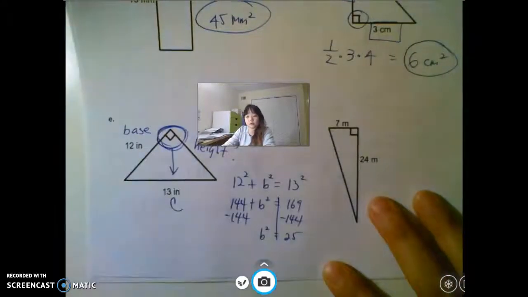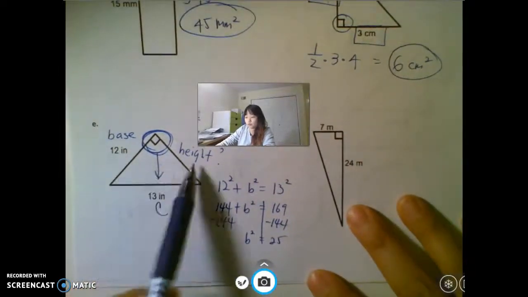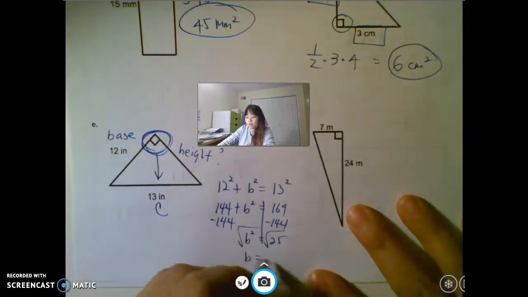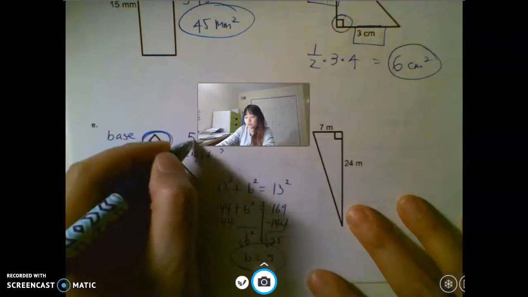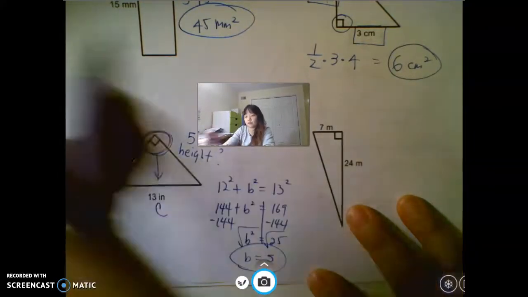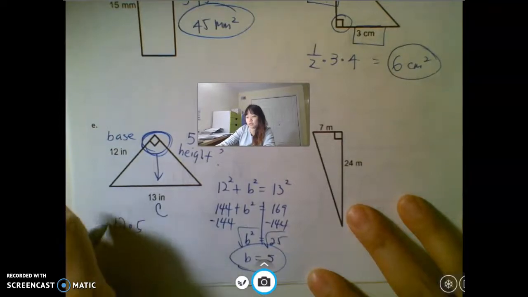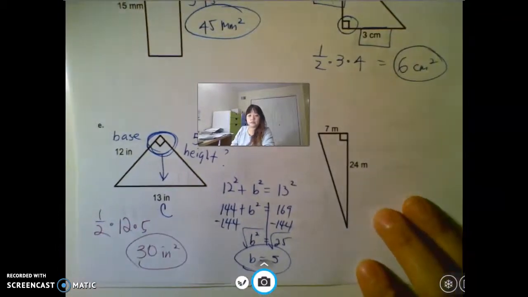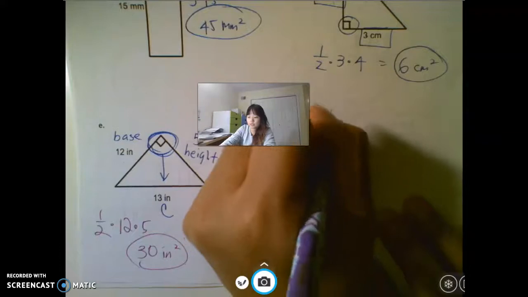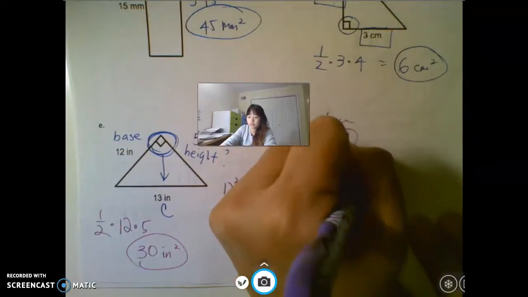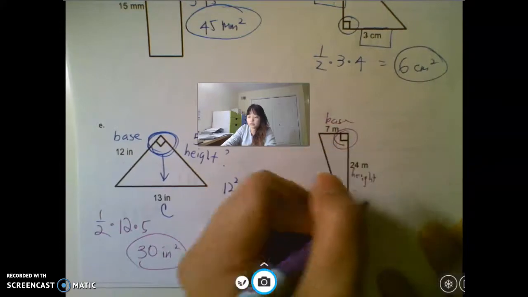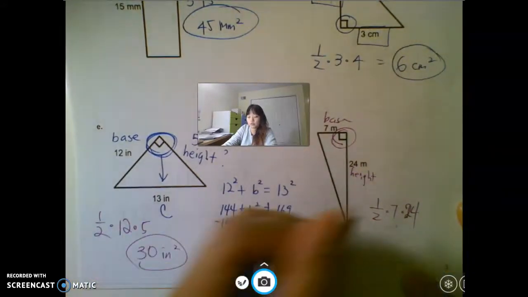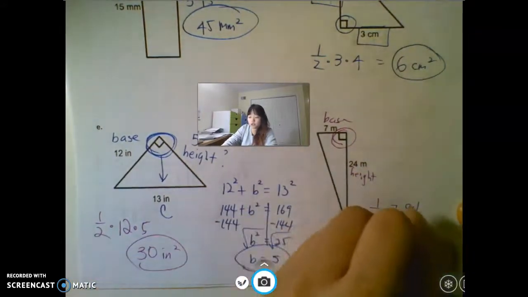Oh, you don't see my work. So I did 12 squared plus B squared equals 13 squared. And you should know that 5, 12, 13 always works. So the height turned out to be 5. So then area would be base times height times 1/2. That's 30 inches squared. F, you see the 90, so there is already a base and a height. So 1/2 times base times height. That is 84 meters squared.